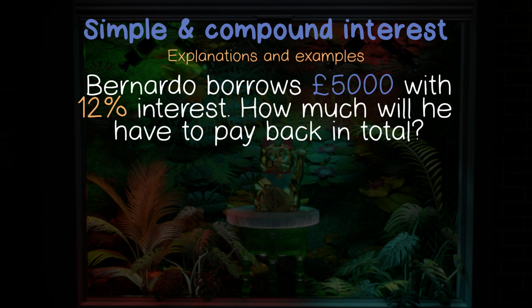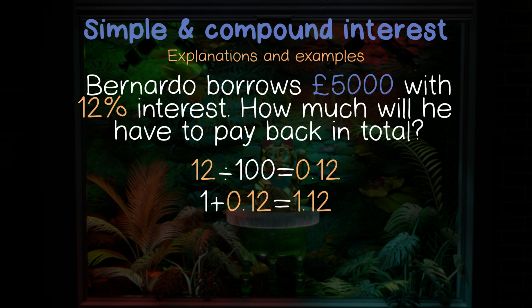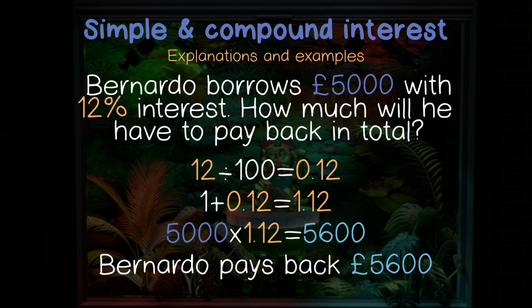Because of the practice we've just done, we can solve these sorts of questions now quite easily. Essentially, the question is just asking us what's £5,000 plus 12%. Let's find our multiplier. 12 divided by 100, 0.12, and then we add 1 to that. You probably at this stage though could have just said it was going to be 1.12, but just in case, that's how you do it. And then using our multiplier, 5,000 multiplied by 1.12 is 5,600. So Bernardo will have to pay back £5,600.